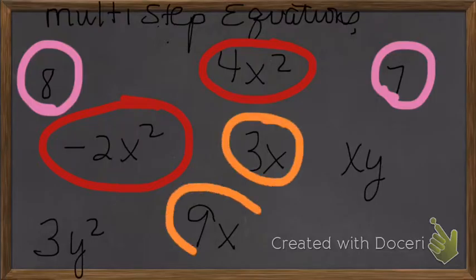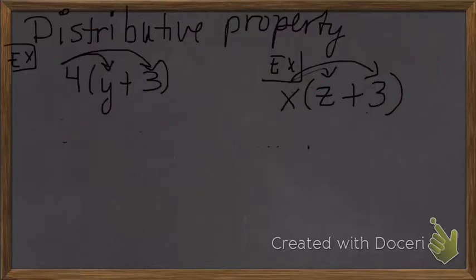3x and non-x would go together. xy and 3y squared, do they go together? No, they're not like terms.